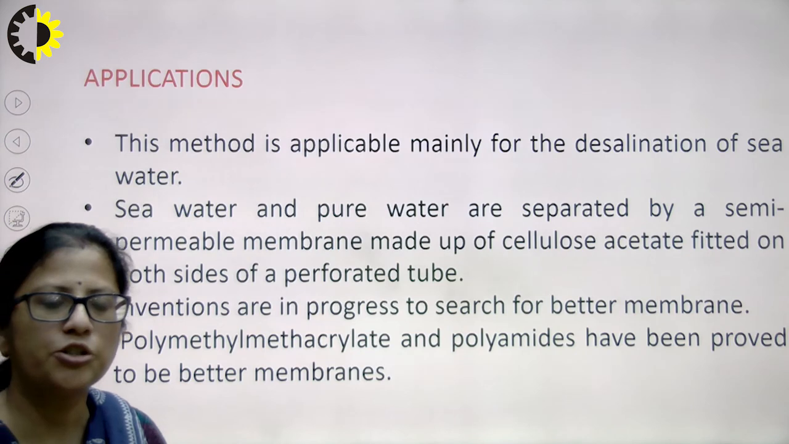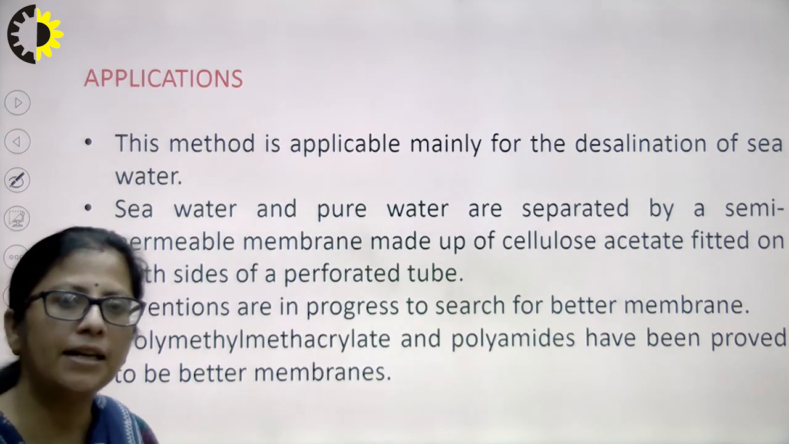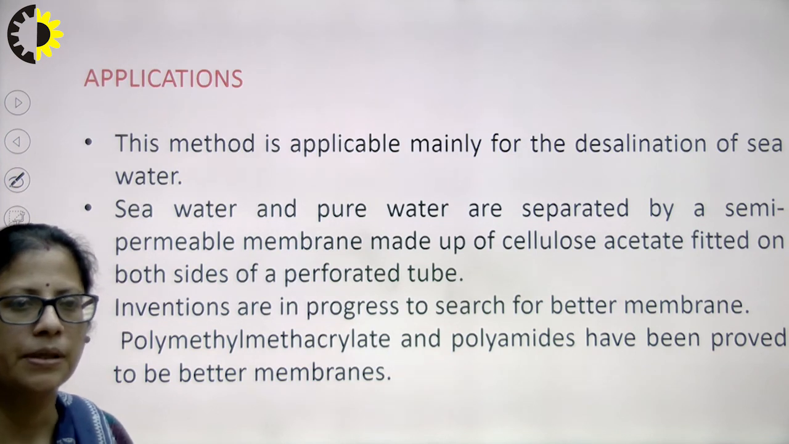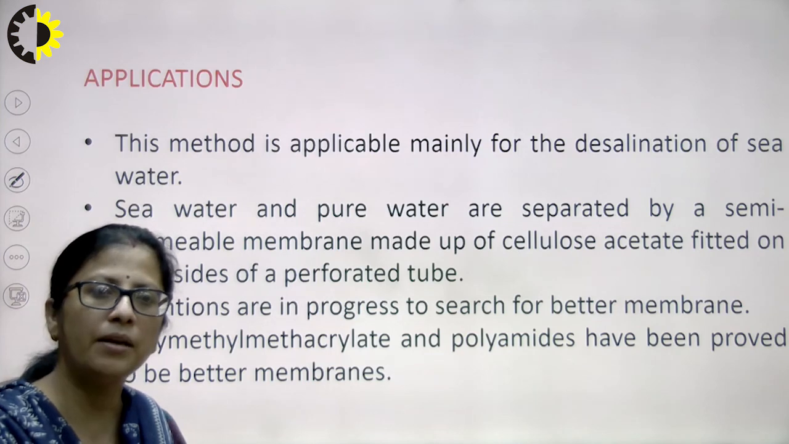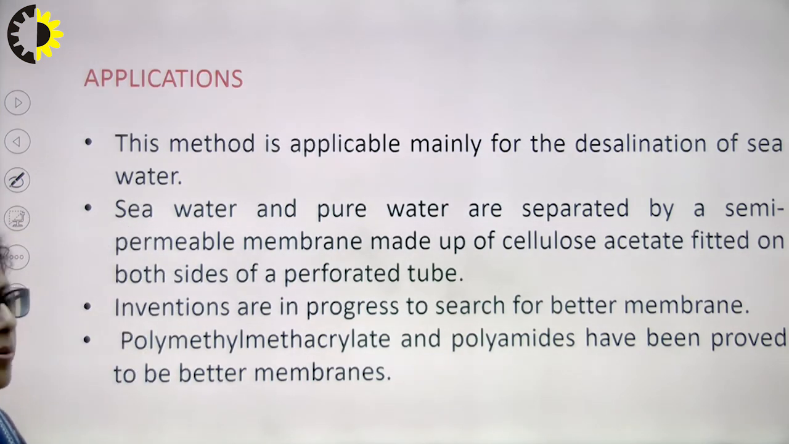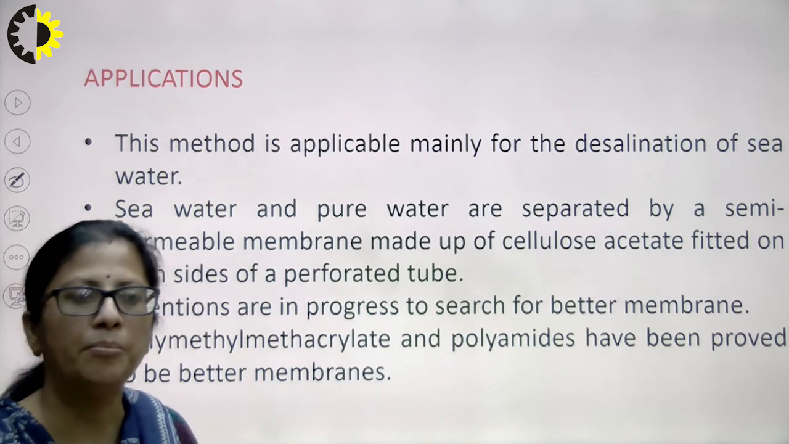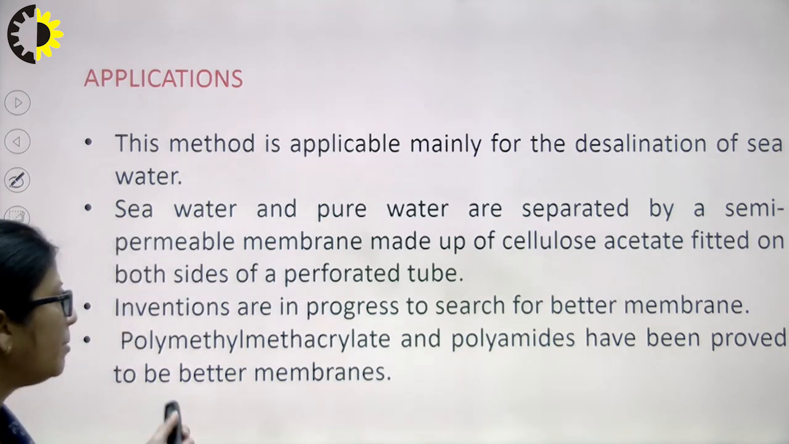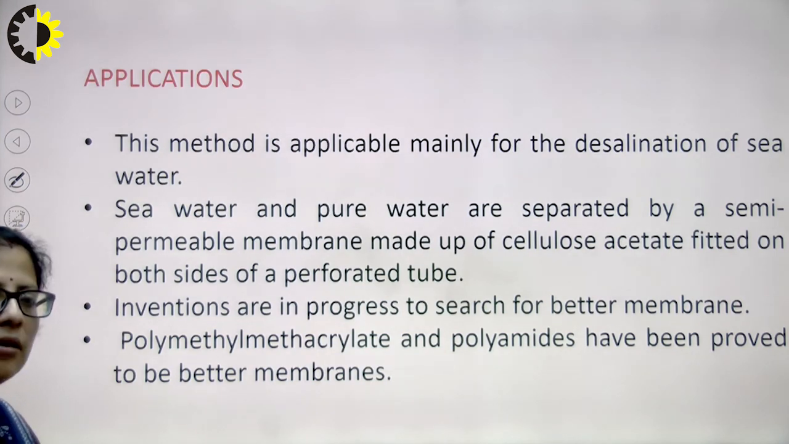Coming to the applications, now this method is applicable mainly for the desalination of seawater. Now, seawater and pure water are separated by a semi-permeable membrane made up of cellulose acetate fitted on both sides of a perforated tube. Now, inventions are in progress to search for better membranes. Polymethyl methacrylate and polyamides have proved to be better membranes.